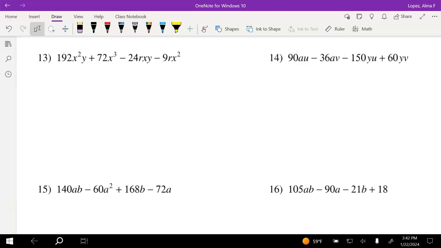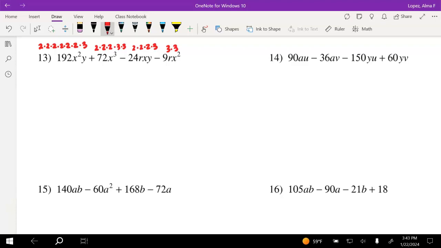Wow. Okay, so 192, I could do the factor tree for all of these. Let's see, but 192 is 6 2's and a 3. 72 is 3 2's and 2 3's. 24 is 2 times 2 times 2 times 3. And then 9 is 3 times 3.